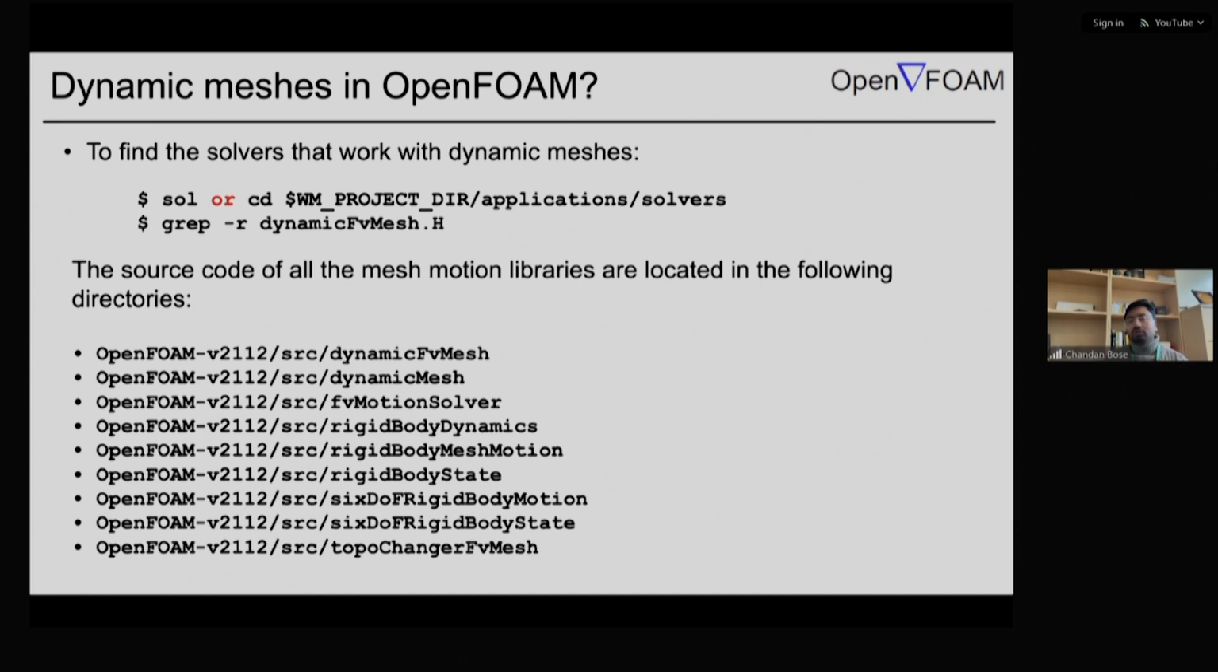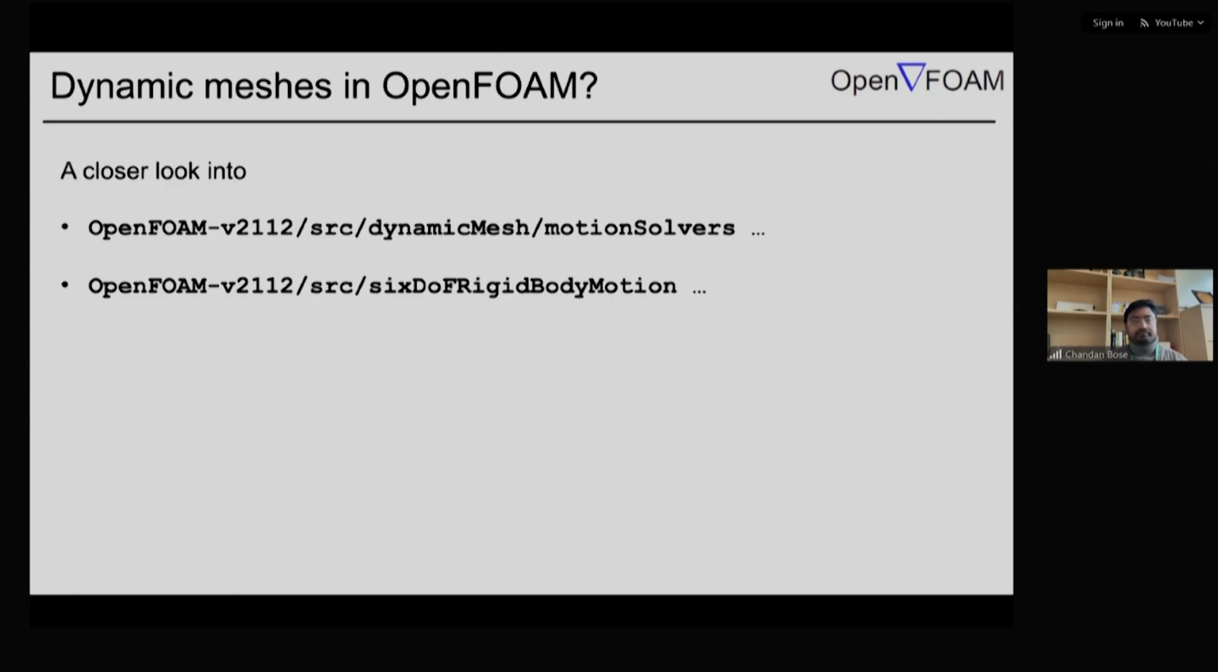If you go to the installation directory, you will have a folder called src, which contains the source codes. Okay. And within src, you can search for the dynamicFvMesh folder. And this will lead to dynamicFvMesh, dynamicMesh, fvMotionSolver, rigidBodyDynamics, and so on and so forth. So these are the mesh motion libraries that are already written within the OpenFOAM framework, and you can use them. All right. Particularly, I would suggest you look into the dynamicMesh folder, and within that, there are different motion solvers.